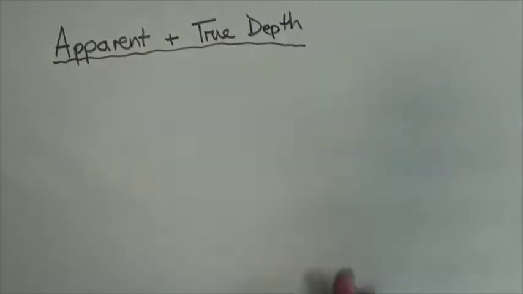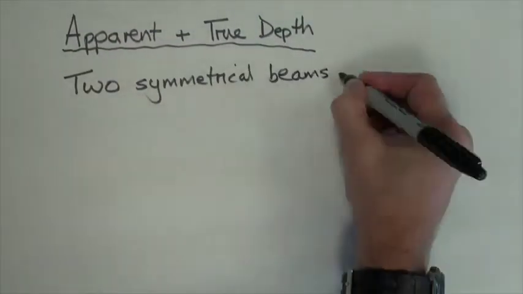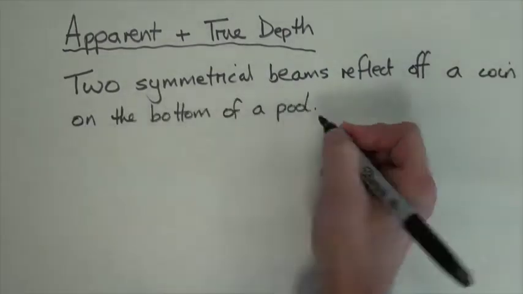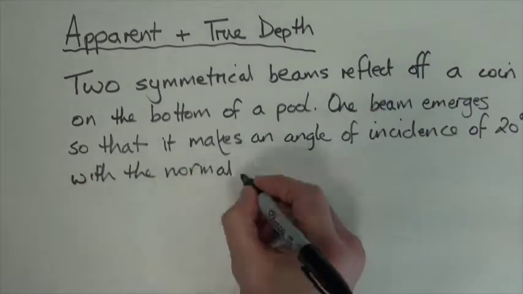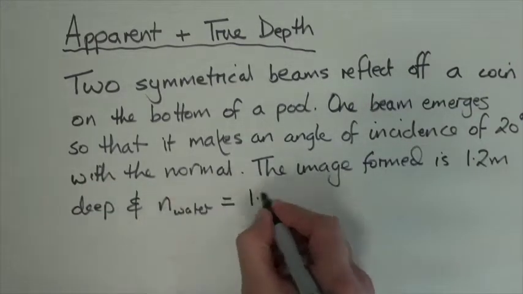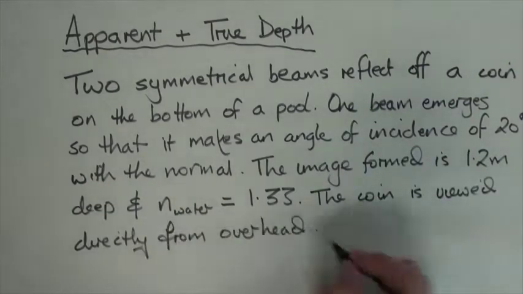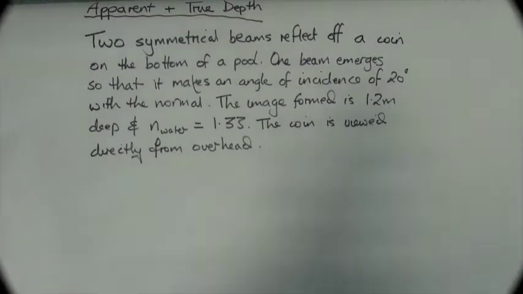In this video, we're going to look at apparent and true depth problems. So firstly, let's set up a scenario. I've got two symmetrical beams which are reflected off a coin on the bottom of a pool. One beam emerges so that it makes an angle of 20 degrees with the normal, and the image is formed 1.2 meters deep, where water is 1.33, and we're looking at it from above.